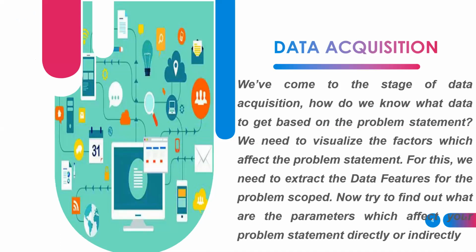We have come to the stage of data acquisition. How do we know what data to get based on the problem statement? We need to visualize the factors which affect the problem statement. For this, we need to extract the data features for the problem scope. Now try to find out the parameters which affect your problem statement directly or indirectly. I will explain this topic with an example.